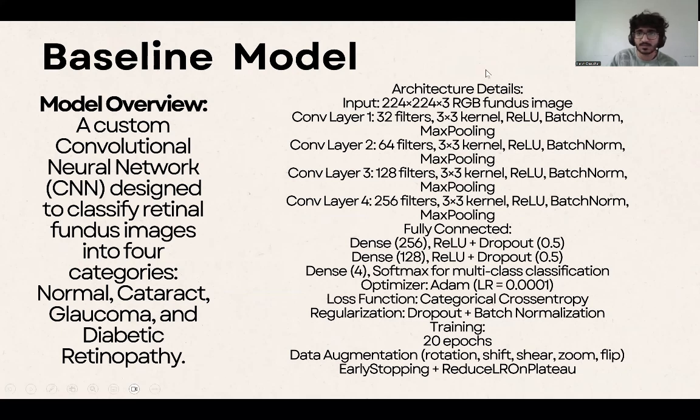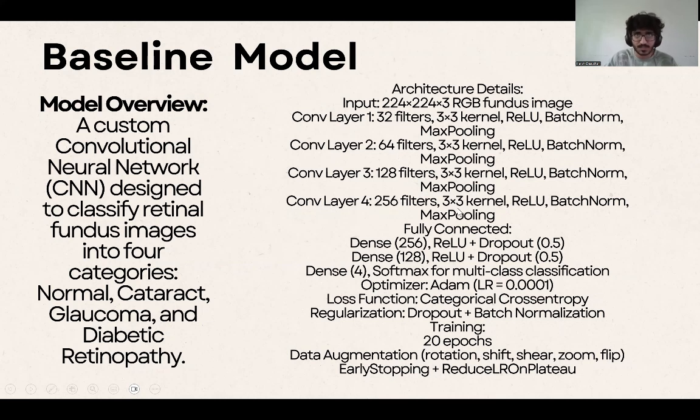Talking about the baseline model architecture, a custom convolutional neural network was used to classify these retinal fundus images into four categories. This is the architecture of the baseline model, where the inputs are images of shape 224 by 224, and these are RGB images. First of all, we started with four different convolutional layers. Each uses a 3x3 kernel, followed by ReLU activation, then batch normalization, and max pooling. The first layer starts with 32 filters, then 64 filters, then 128 filters, and then finally 256 filters.